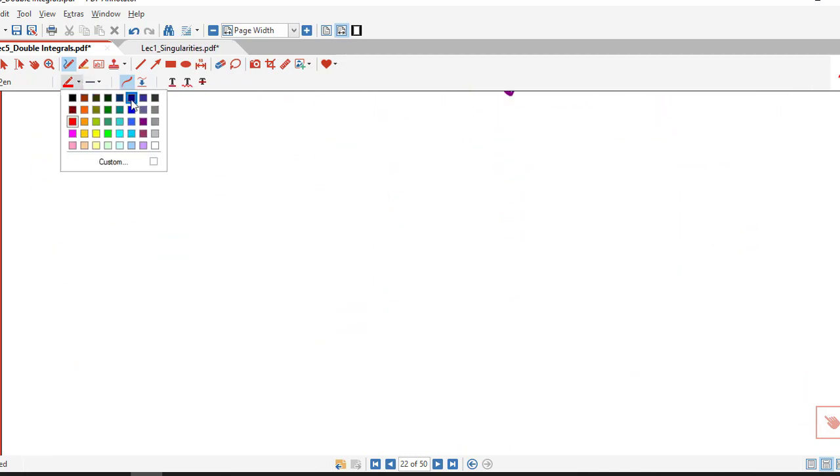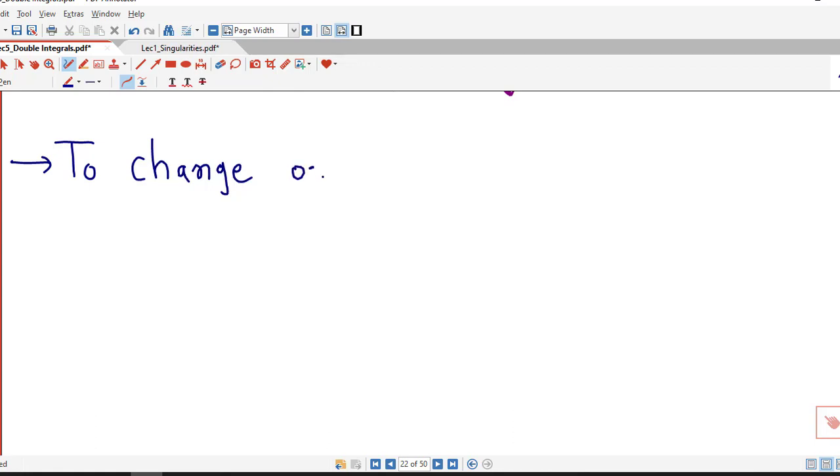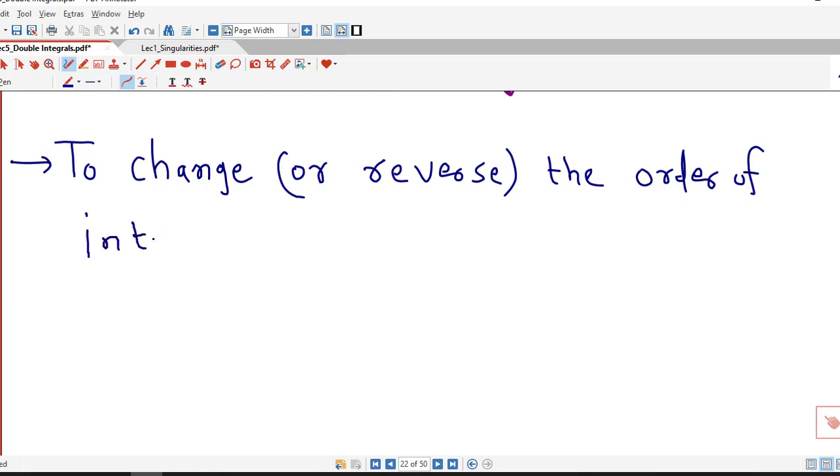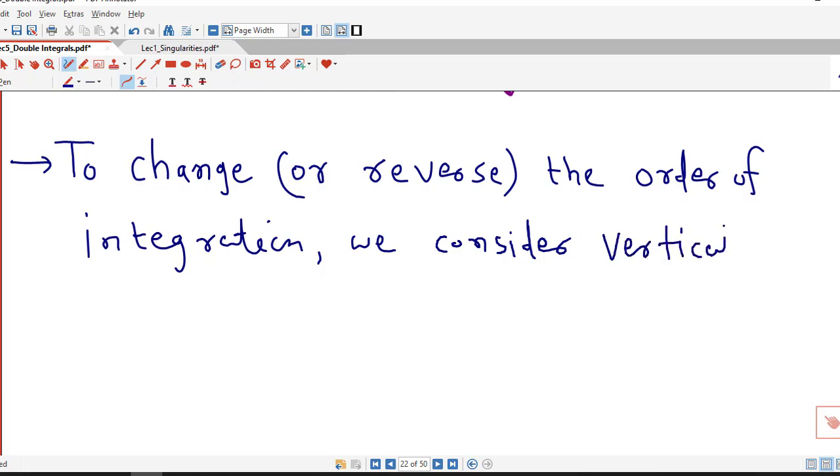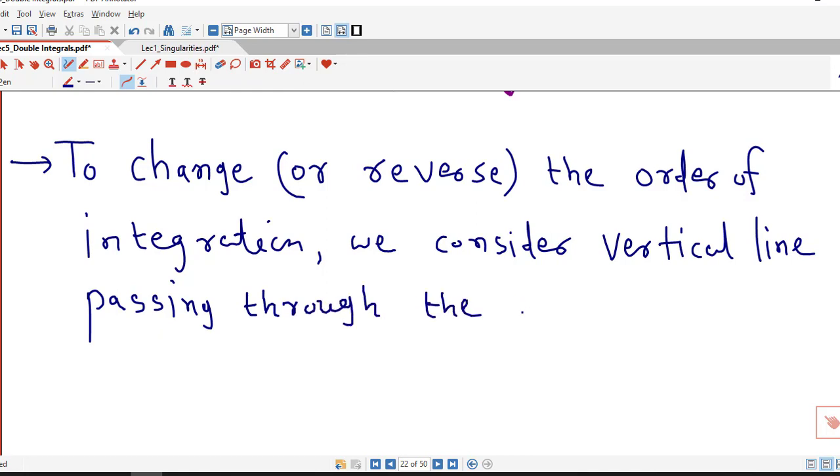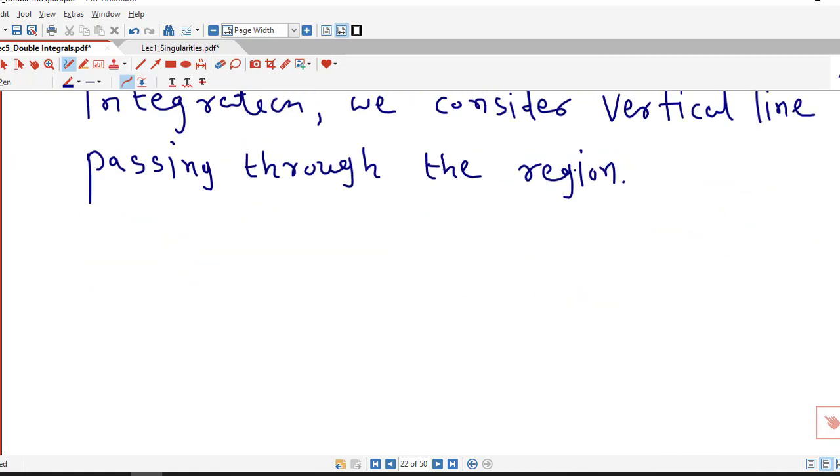So for now we will write down all these things. To reverse or change the order of integration, we consider a vertical line passing through the region, and we write down the new limits of integration.